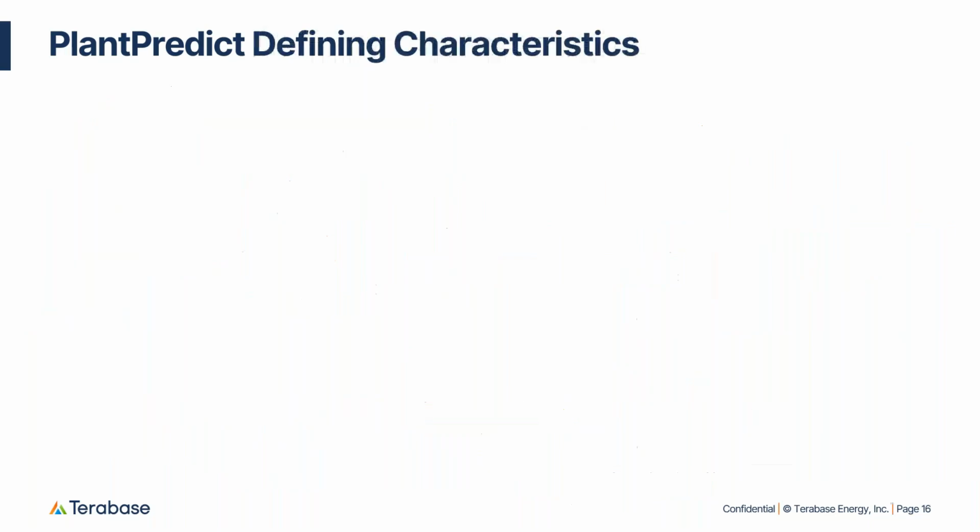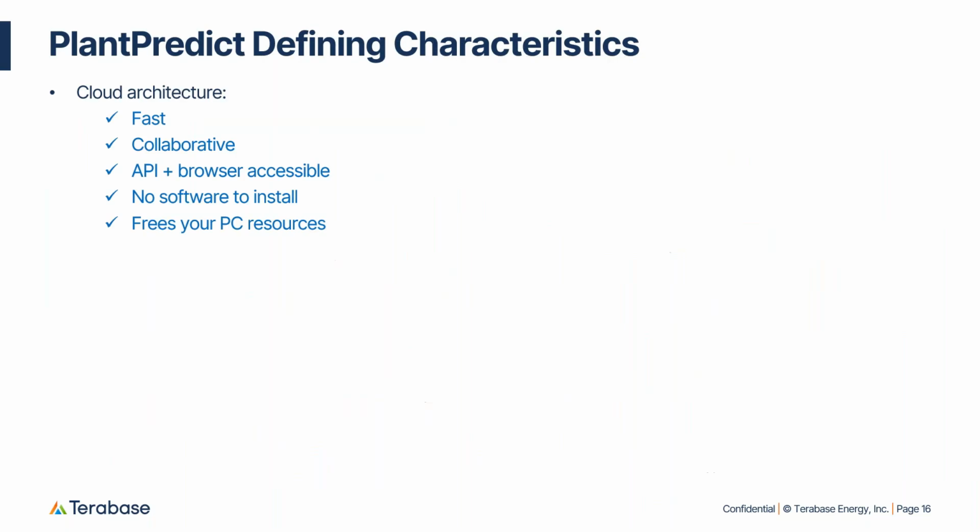So what are the real defining characteristics of PlantPredict if we were to list them? First, PlantPredict is built on the cloud, built for the cloud. That makes it relatively fast, collaborative, and accessible from a number of different perspectives. You can access it programmatically through an API, or through your browser user interface, accessing the same predictions through different approaches.